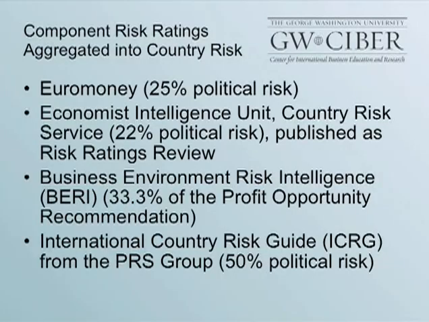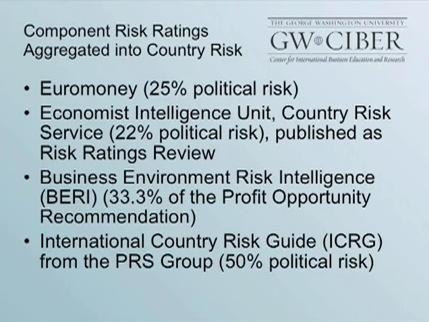The Economist Intelligence Unit, this is the Economist magazine that you might be familiar with, has a specific division for country risk service and a publication known as Risk Ratings Review. Their country risk is 22% political risk, with the remainder basically economic and financial risk. The Business Environment Risk Intelligence Corporation has a profit opportunity recommendation that is 1/3 political risk. And the International Country Risk Guide, which I'll spend a little bit more time on, is 50% political risk.